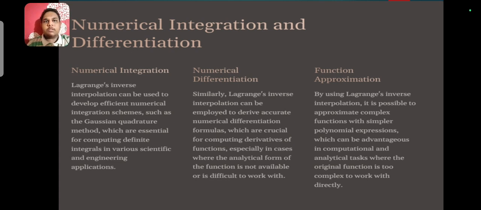Lagrange inverse interpolation can be used to develop efficient numerical integration schemes such as the Gaussian quadrature method, which are essential for computing definite integrals in various scientific and engineering applications. Numerical differentiation. Similarly, Lagrange inverse interpolation can be employed to derive accurate numerical differentiation formulas, which are crucial for computing derivatives of functions, especially in cases where the analytical form of the function is not available or is difficult to work with.